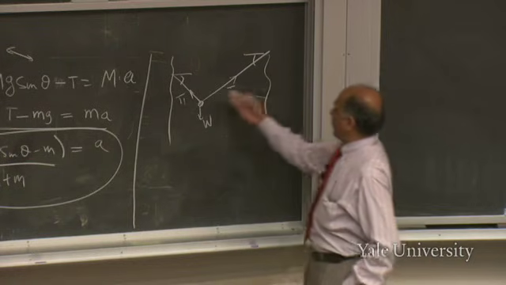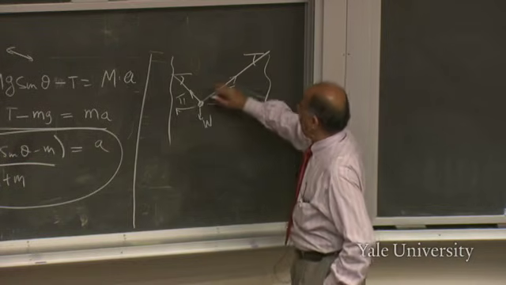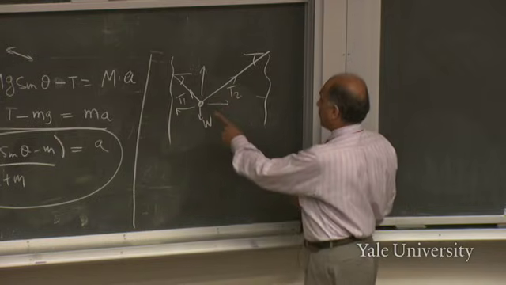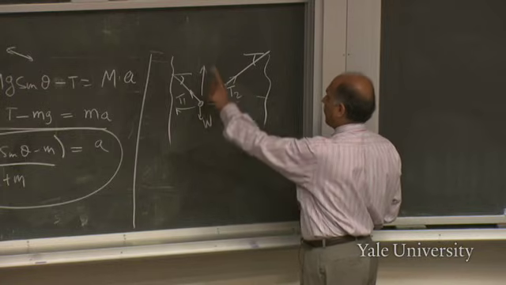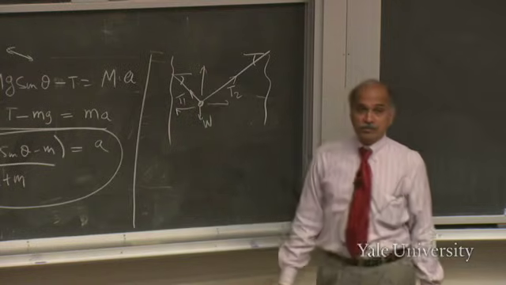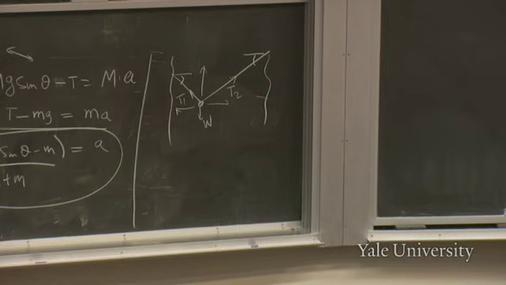You take these two tensions, break them into horizontal parts with sines and cosines, and into vertical parts. Horizontal parts better cancel because this backpack is not going anywhere horizontally. The vertical parts of these two, which will in fact be additive, should cancel the weight of the object. That gives you two simultaneous equations for T1 and T2, and you can fiddle with them and solve them.